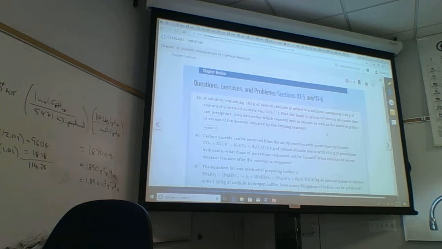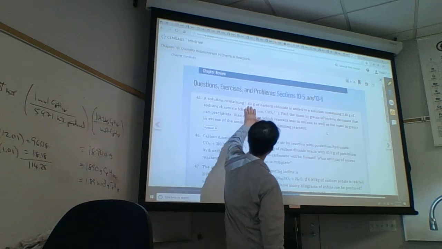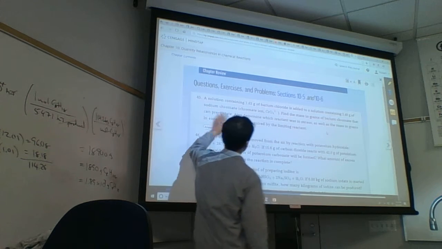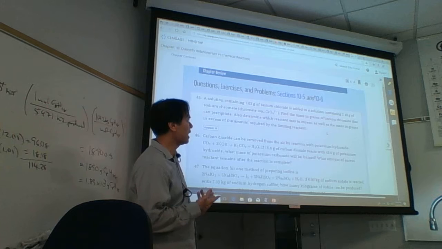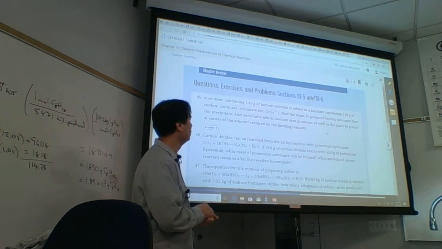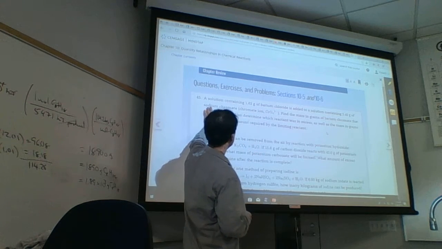Okay, we can tell when we have a limiting reagent problem because we're given more than one reactant. In the previous problems, we're just given one reactant, we just calculate the theoretical yield. In this particular one, we're given 1.63 grams of barium chloride and 2.40 grams of sodium chromate. And so we have two reactants. Automatically, that's a limiting reagent problem. So we have to calculate the yield of product from the barium chloride, and we have to calculate the yield of product from sodium chromate.